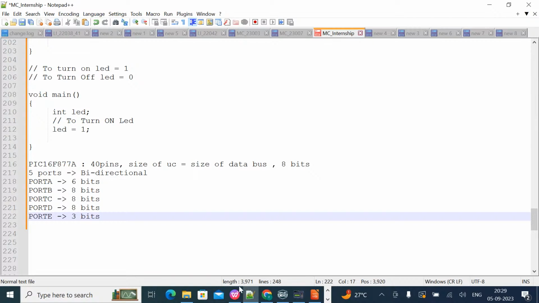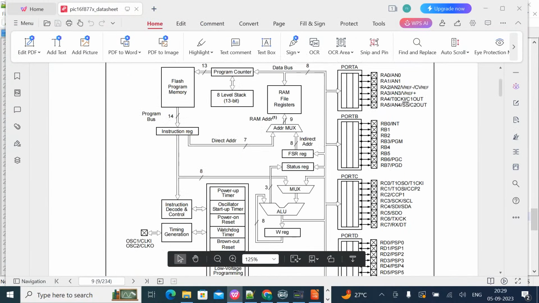Now, people, in the block diagram, are you able to see? Let me take the example of port A. In front of a few pins, multiple names are given. Are you able to see here? Let's see this example. RA3. Then in front of RA3, AN3 is mentioned. VREF plus is mentioned.